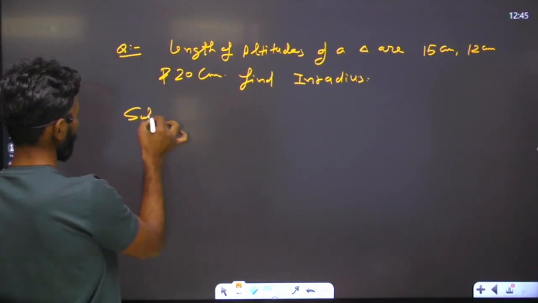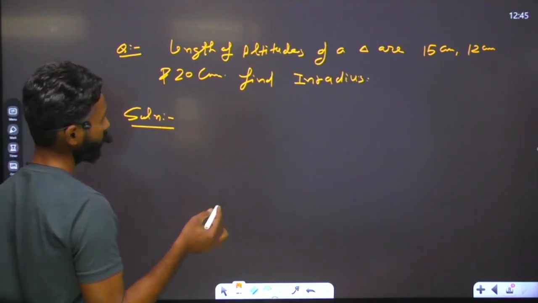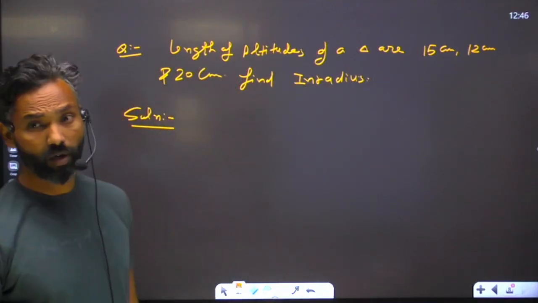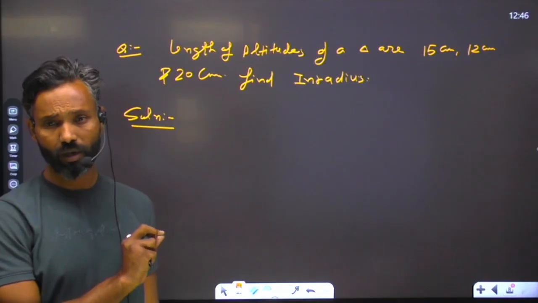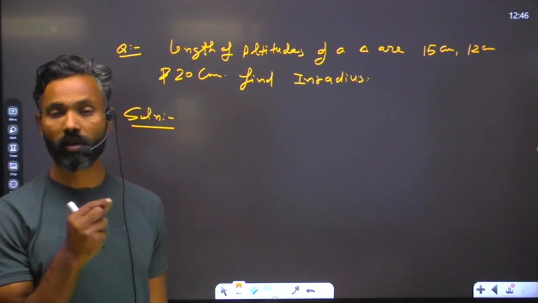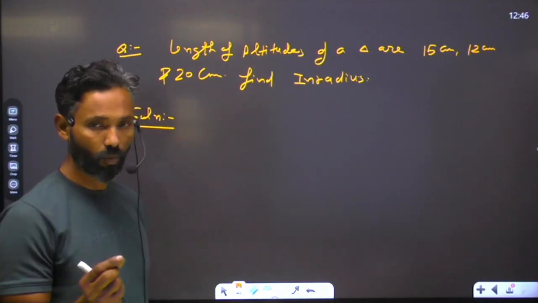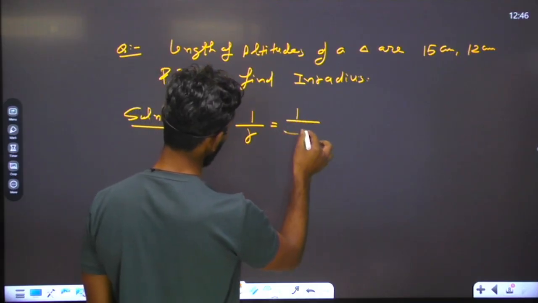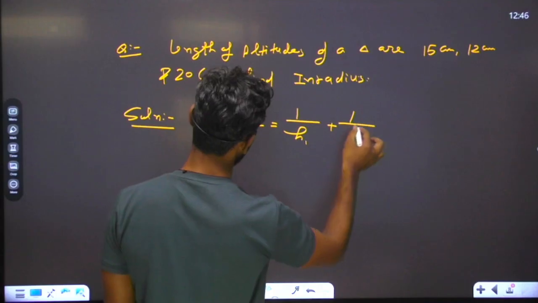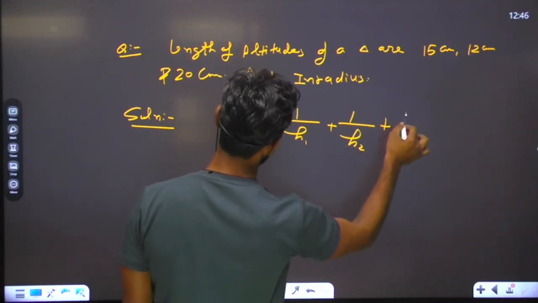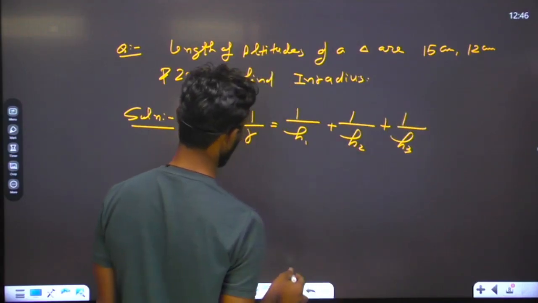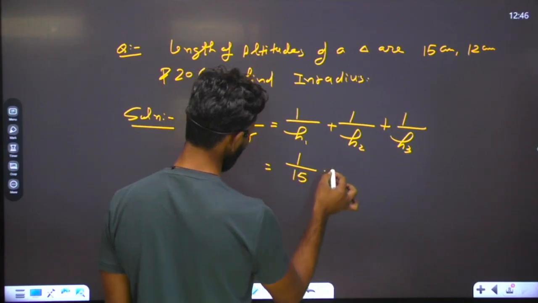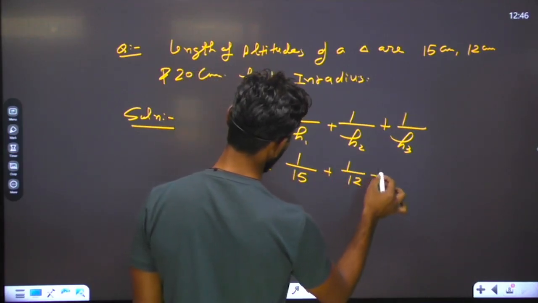Now we will simplify this question. We know the length of each altitude is provided here, 15, 12, and 20, and we have to calculate the inradius. The length of the sides is not provided here. So we are going to use a very simple formula, and the formula says that 1 upon r is equal to 1 upon h1 plus 1 upon h2 plus 1 upon h3. And we know that h1 is equal to 15, so 1 upon 15 plus 1 upon 12 plus 1 upon 20.